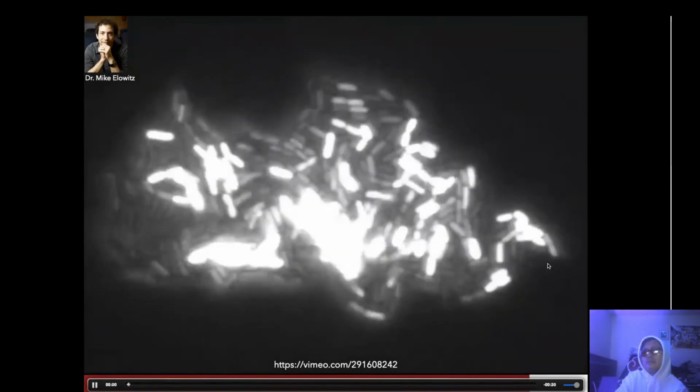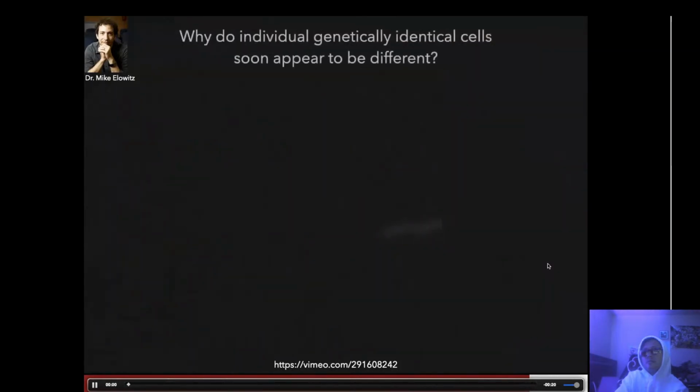It's amazing. Okay. So again, the question to reflect upon is, what does this have to do with diffusion at the molecular scale? Maybe it's something to do with why individually genetically identical cells soon appear to be physically different. Isn't that interesting that we can get physical differences even with genetic homogeneity?